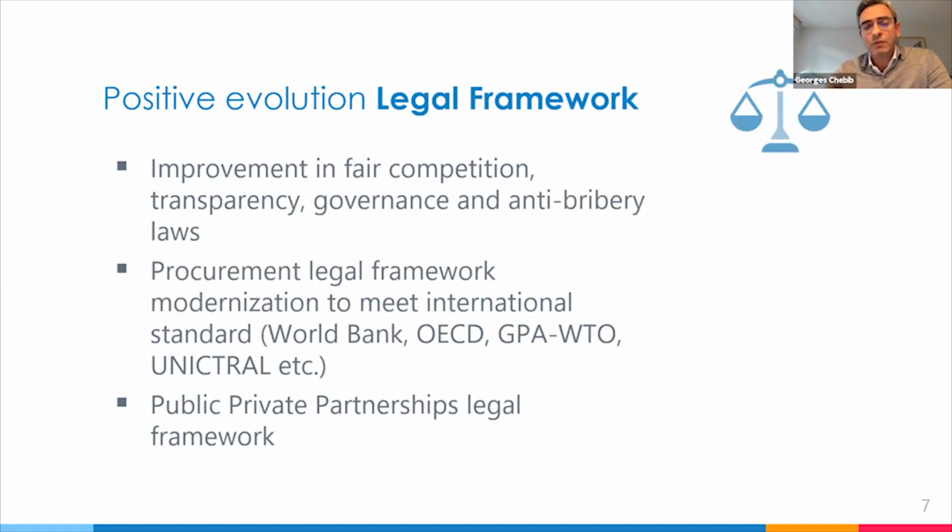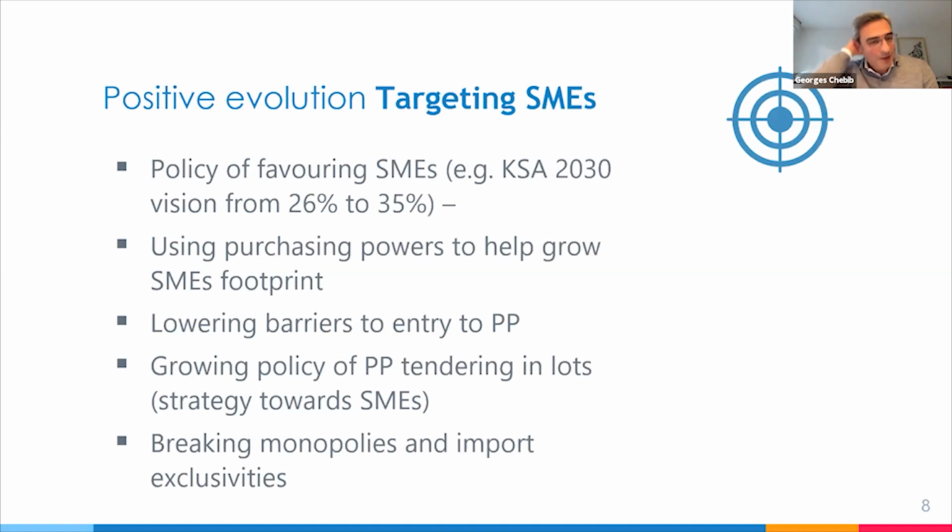Another evolution, we've seen an improvement in the legal framework, clearly with more concern for fair competition, better transparency in some of the countries, governance, and anti-bribery laws. It's still grim, but it's clearly better. In a lot of the countries, it's becoming a political issue. Some countries have seen a revolution and uprising against corruption. We will see later that this is one of the issues we have to look at. Procurement, so next slide.